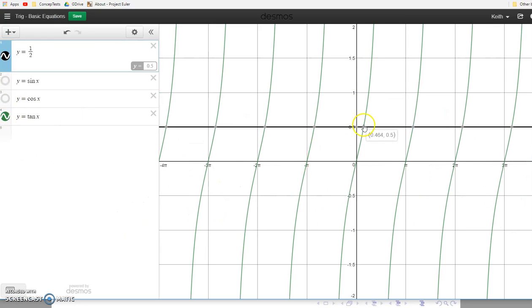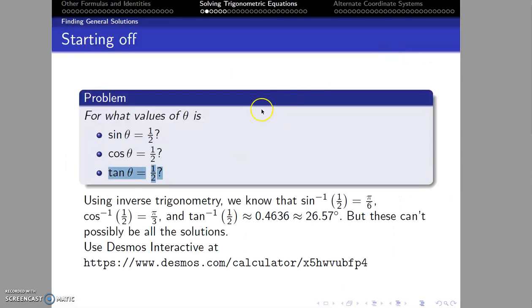There's tangent. There's the solution we got, right? 0.464, because we're in radians mode. That's the real value there. And there's 2 pi plus that, 2 pi minus that. I'm still missing half my solutions. What's the other half? What can give me the other half? So tell me that, and we'll reconvene.